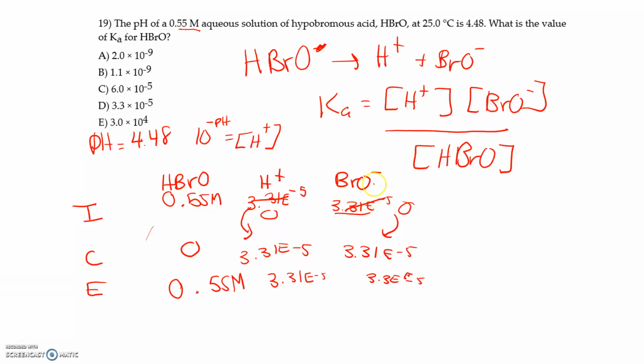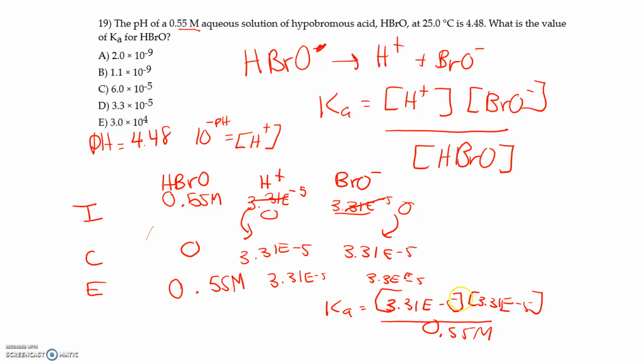So now that I have all my information, I can plug it in, and I know that my Ka is going to be equal to 3.31 E negative 5 times 3.31 E negative 5 divided by 0.55 molar. So again, it's the proton and the BrO minus, the conjugate base, divided by the undissociated acid. Let's plug that into our calculator and figure out what that gives us.